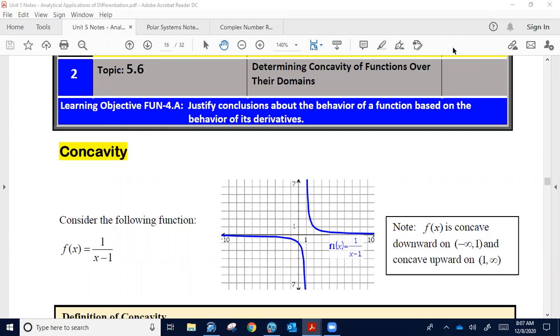Today I want to talk about topic 5.6 and 5.7. These topics deal with the second derivative of a function and concavity initially with that.